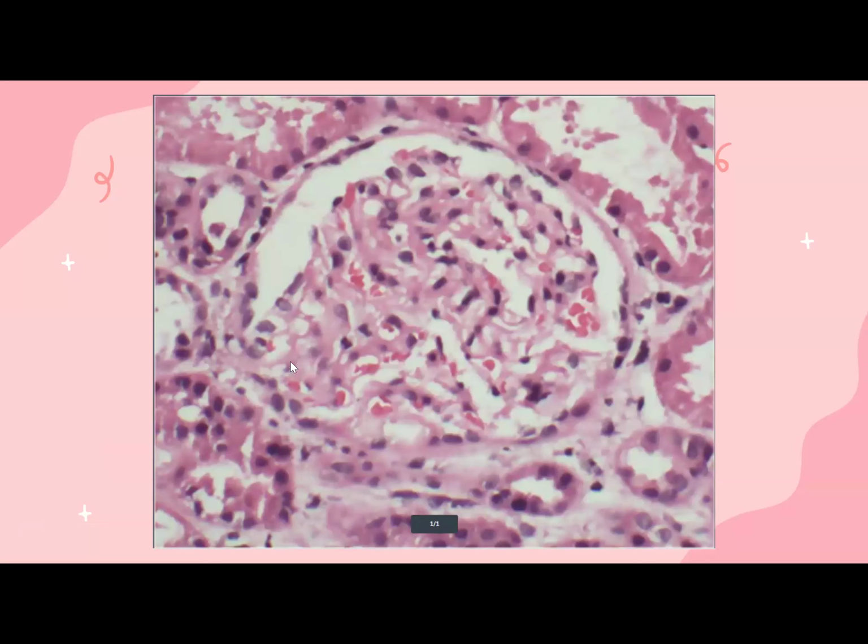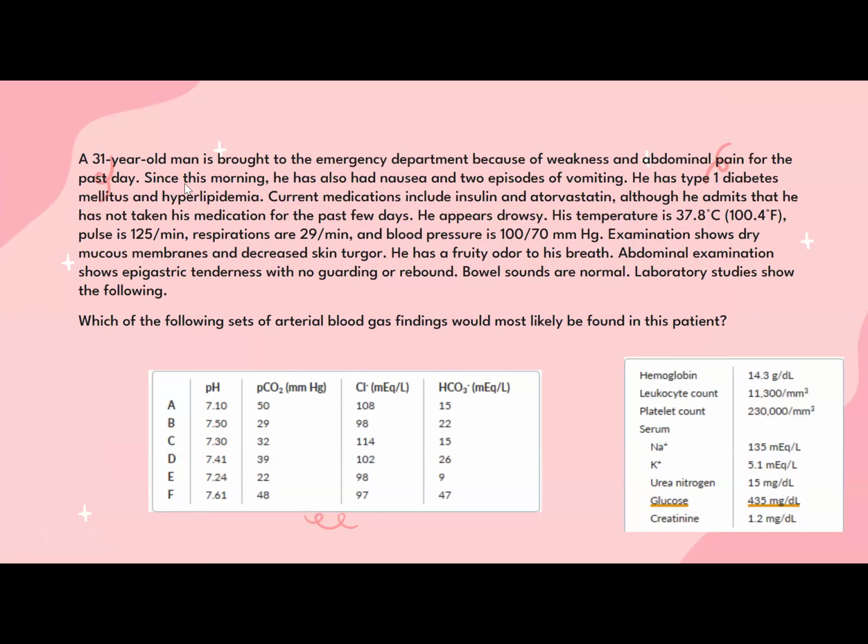A 31-year-old man is brought to the emergency department because of weakness and abdominal pain for the past day. Since this morning, he has also had nausea and 2 episodes of vomiting.